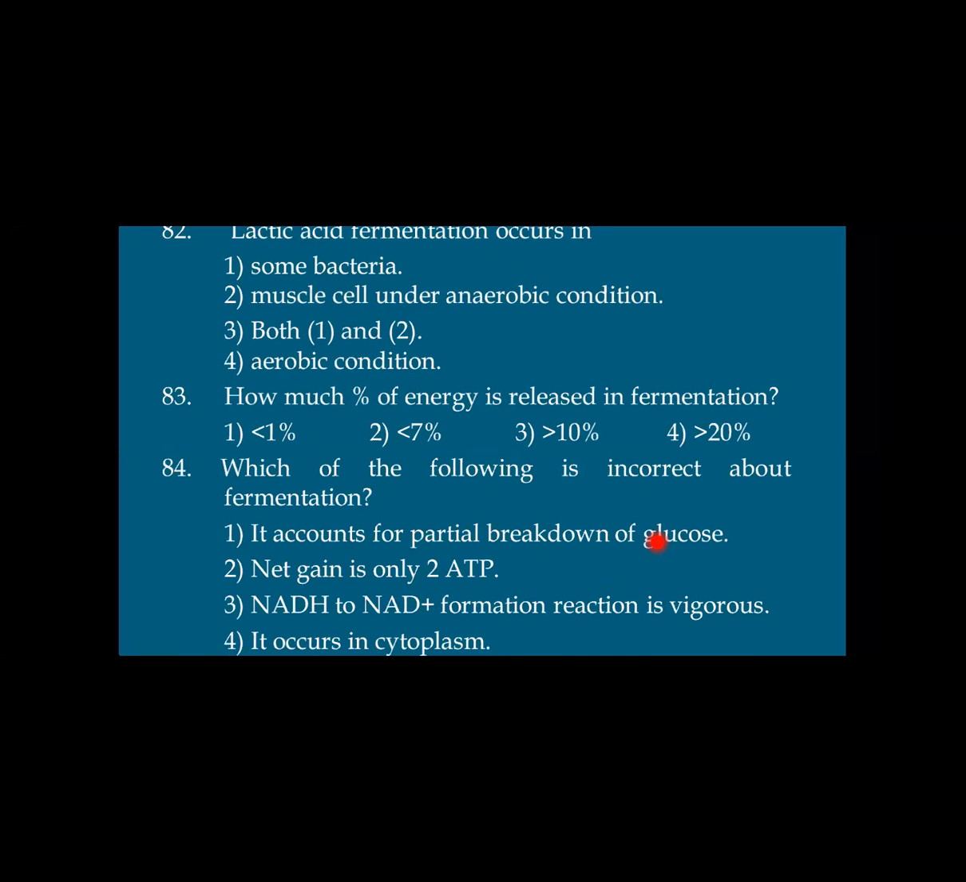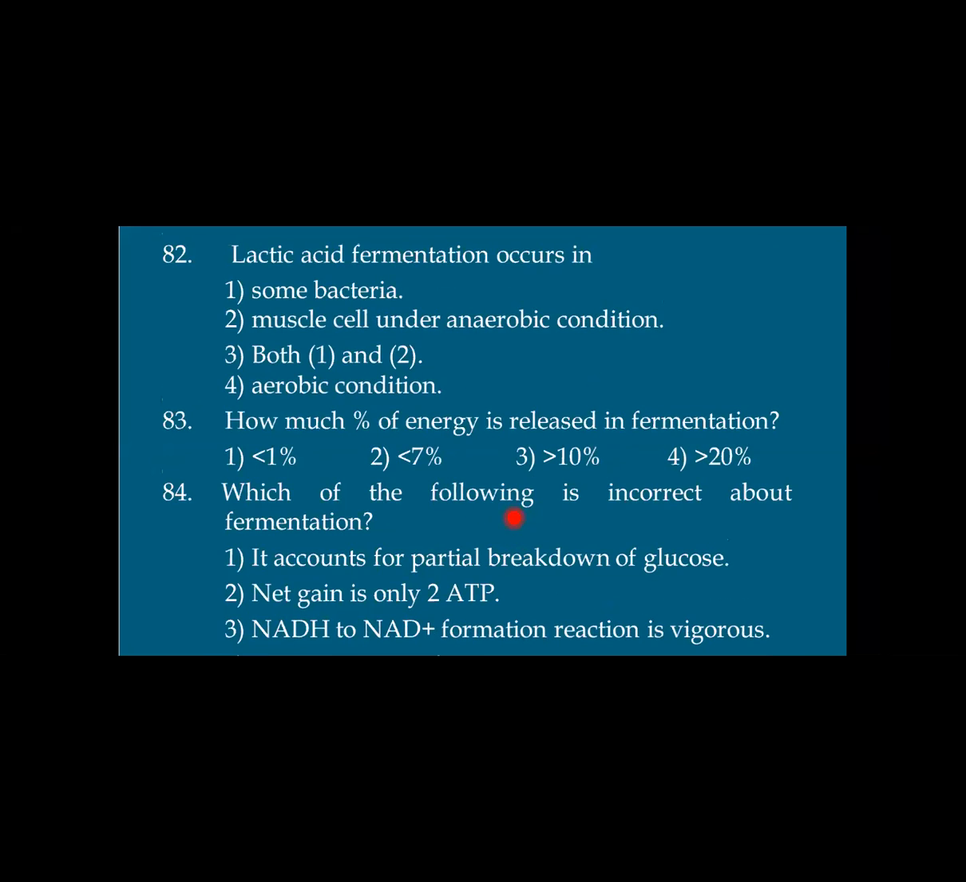Lactic acid fermentation occurs in some bacteria, muscle cells under anaerobic condition, both 1 and 2, aerobic condition. What is the answer? Lactic acid fermentation occurs in bacteria. Yes, which bacteria? Lactobacilli. Muscle cells, 100%. You know that muscle cells, when there is a deficiency of oxygen, respire anaerobically to produce lactic acid, and that leads to fatigue in the muscles. So both 1 and 2 is the answer.